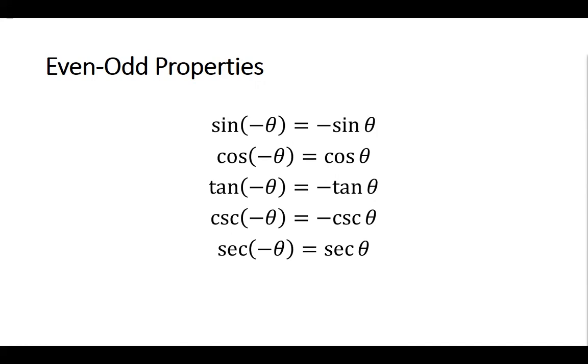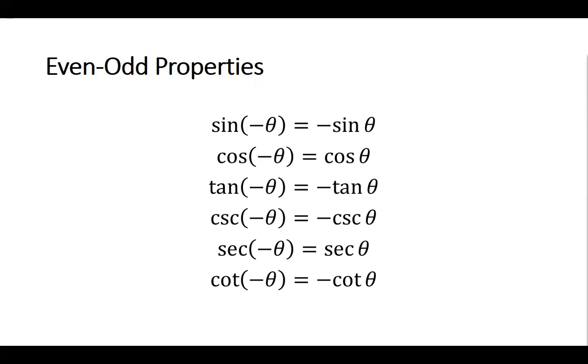Secant of negative theta is equal to secant of theta. Again, should be obvious because it's the reciprocal of the cosine function, so it would also be symmetric with respect to the y-axis. And cotangent of negative theta is equal to negative cotangent of theta. Again, the reciprocal of the tangent function.